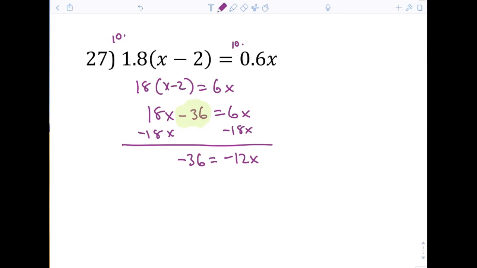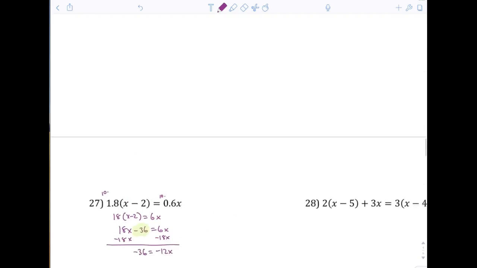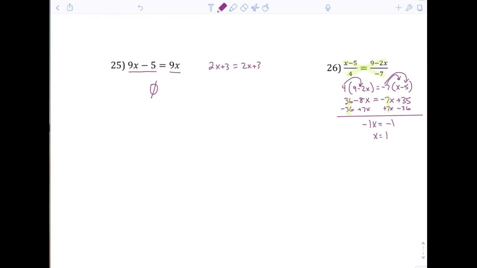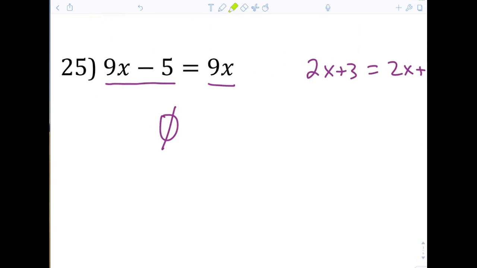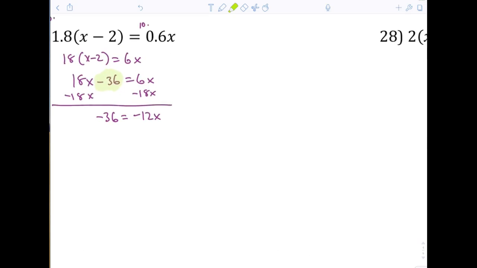Wait, why would it be no solution? Why do you think it's no solution? It's like the same. Like this. You know the reason why it's no solution over here. Because, pay attention now, because you're doing good. 9x and 9x, it's the same. So if I take a number and subtract 5, it's not going to ever equal the same number, right? So the only time you're going to have a no solution, or what Carly was saying, all real numbers, an identity, is when they're exactly the same.